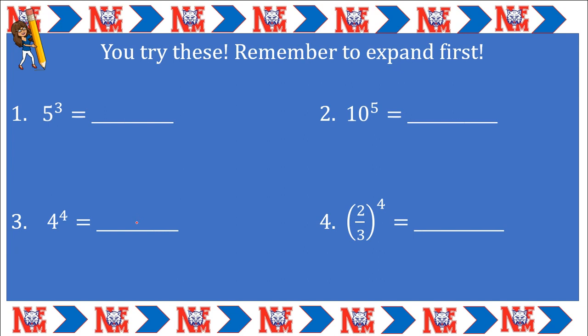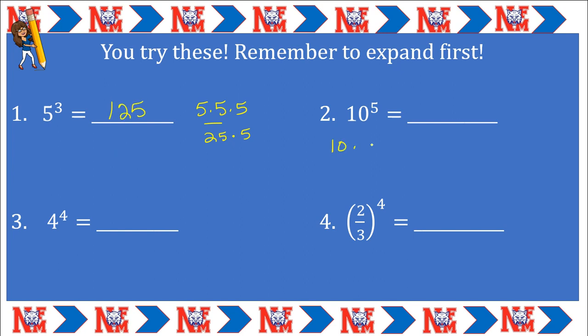Okay, pause the video, write these in your notebook, and you try these. When we come back together, we'll go over these. Okay, 5 to the 3rd is 5 times 5 times 5. So we have 25 times 5, which gives us 125.